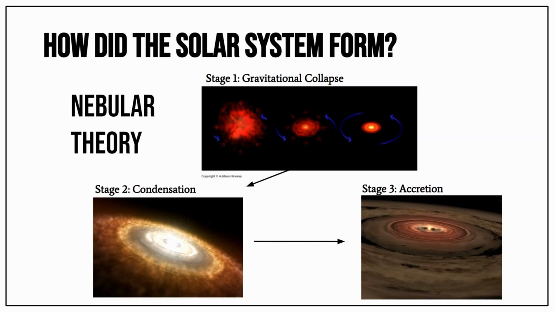So we're going to talk about a couple of phases for how the solar system formed. The idea behind this is called the Nebular Theory. And the idea of the Nebular Theory is there's 3 stages: gravitational collapse, condensation, and accretion. So we're going to talk about each one of these phases individually. If you'd like to write down the order, please go ahead and pause the video here.